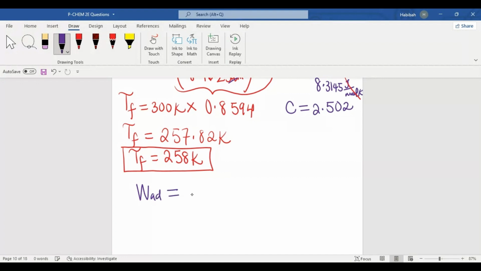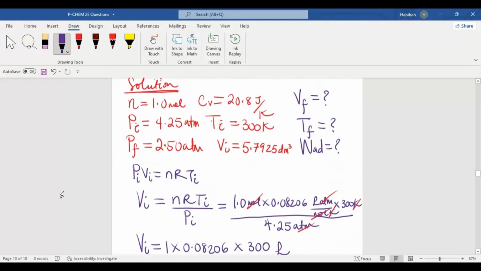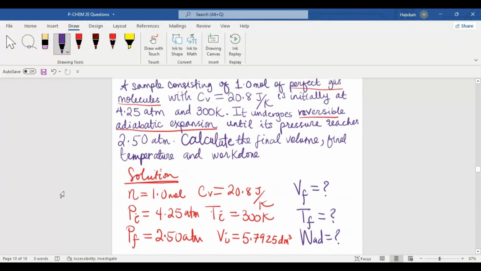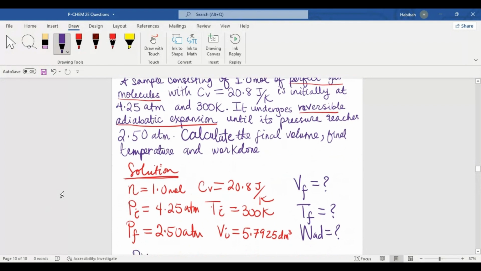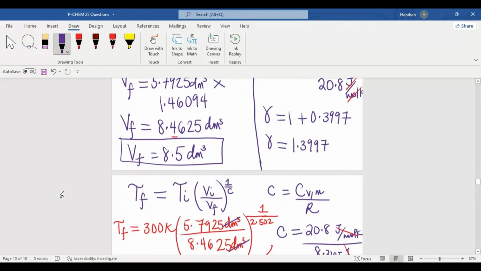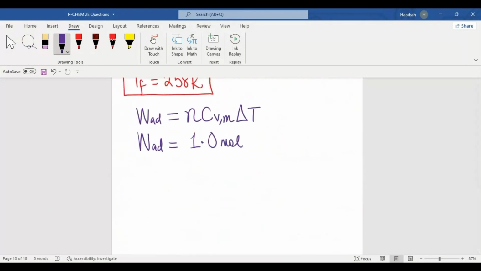So next we have to find the adiabatic work done. Adiabatic work done has the formula: the number of moles times the molar heat at constant volume times the change in temperature. So the number of moles, we know that to be 1.0 mole, because we're told that at the beginning of the question, and the molar heat capacity is 20.8 joules per mole Kelvin.